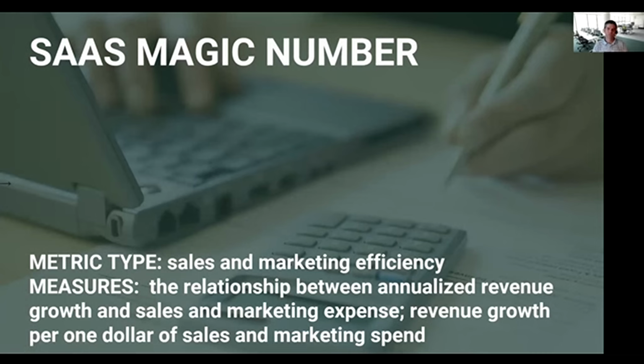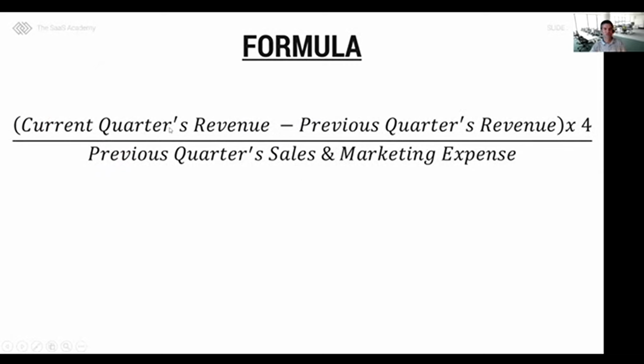It measures the relationship between annualized revenue growth and our sales and marketing expense. So we get revenue growth per $1 of sales and marketing spend. The formula for this is our current quarter's recurring revenue minus our previous quarter's recurring revenue times 4 to annualize it, and then dividing by the previous quarter's sales and marketing expense.